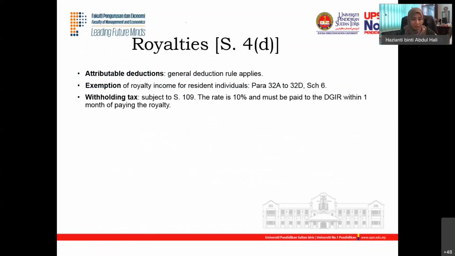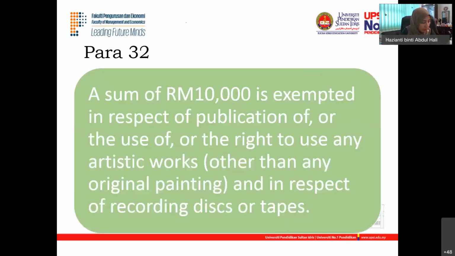Okay. So again, for royalties, there are also some attributable deductions, which means there are certain expenses that you can deduct in order to arrive at the adjusted income of royalty. There are some exemptions of royalty income for resident individuals under paragraphs 32A until 32D of Schedule 6, and also withholding tax subject to section 109. This is for non-residents. All right. This one you have no choice, you have to memorize.